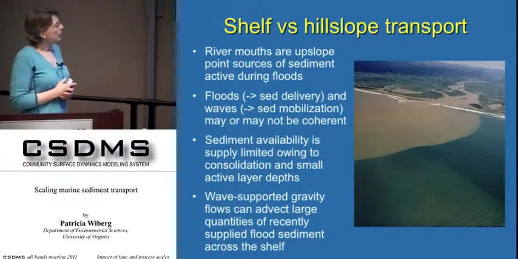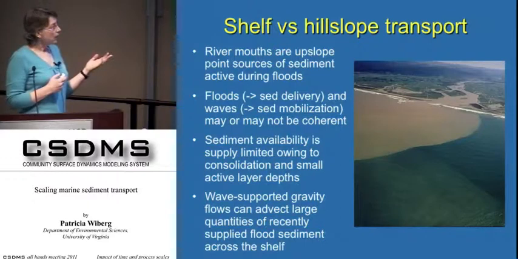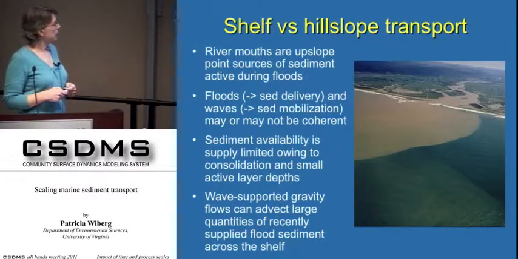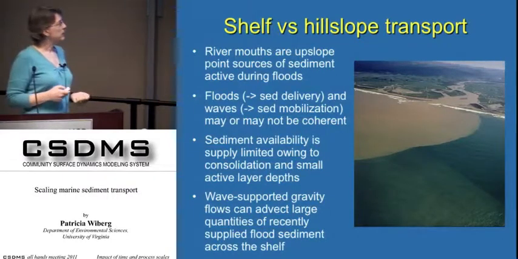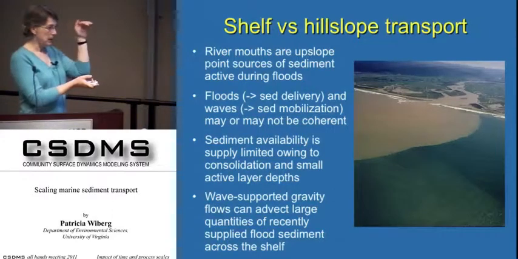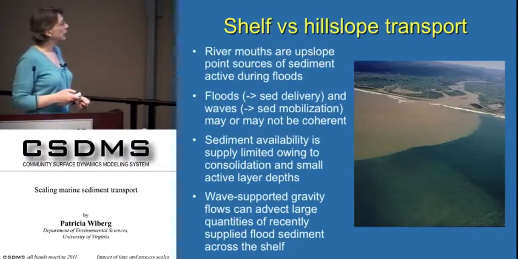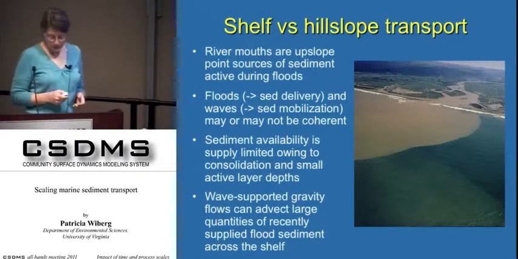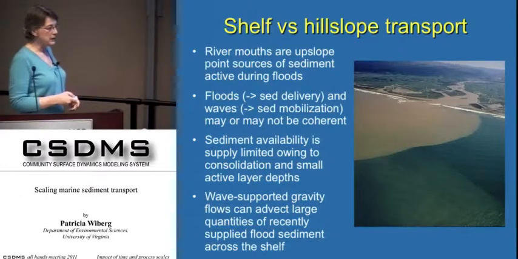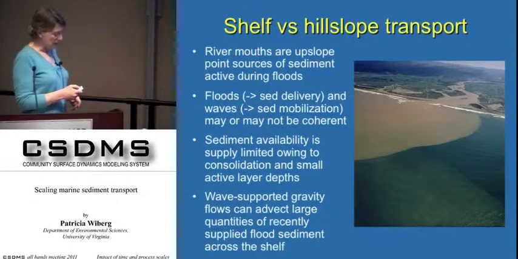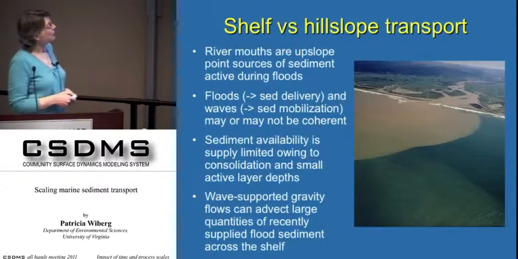And then there are occasional gravity flows that are slope sensitive. They can occur when you have a large input of fresh sediment and waves at the same time that can trap a lot of sediment in the wave boundary layer, and that can actually move under the force of gravity. We call those wave-supported gravity flows. Carl Friedrichs and Malcolm Scully have worked a lot on that problem. So that's a process that would not be amenable to a diffusive type representation.